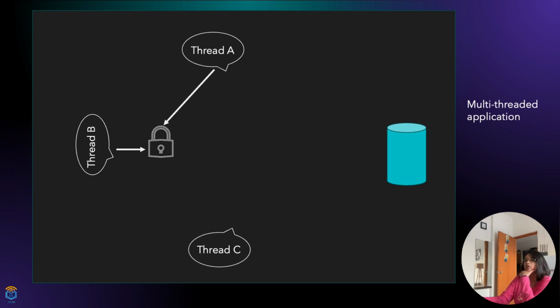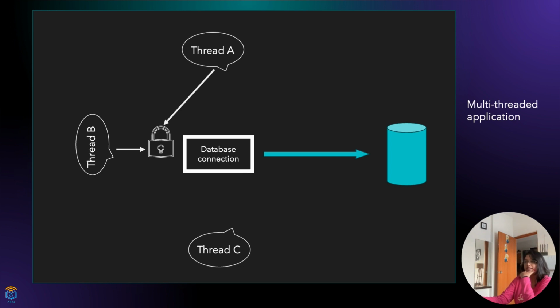So with that, say when thread A and thread B both want to create the database connection, only one of the threads will get the access. So in this case, suppose thread A got the access to the lock and it created the database connection.